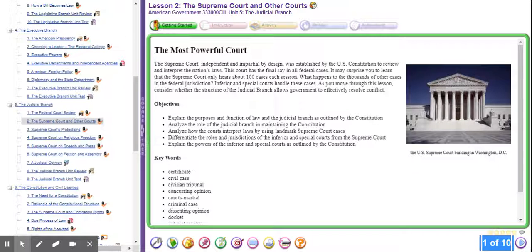What happens to the thousands of other cases in the federal jurisdiction? Well, inferior and special courts handle these cases. We'll talk a little bit about that. And as you move through this lesson, consider whether the structure of the judicial branch allows government to effectively resolve conflict.